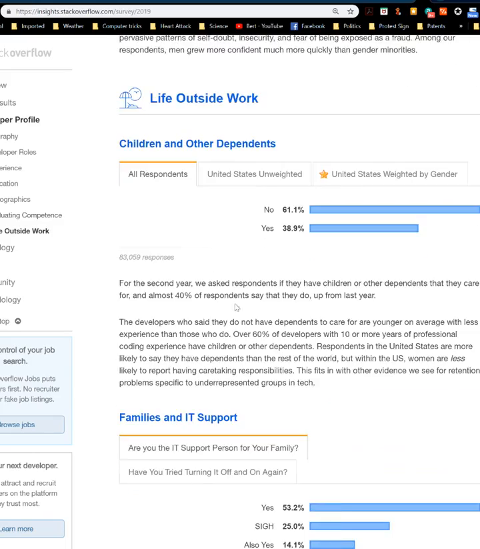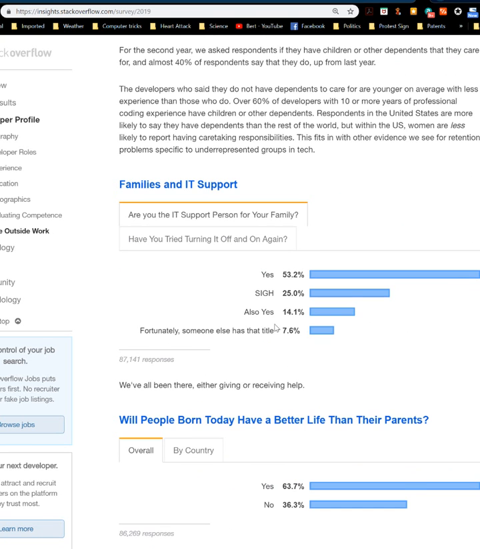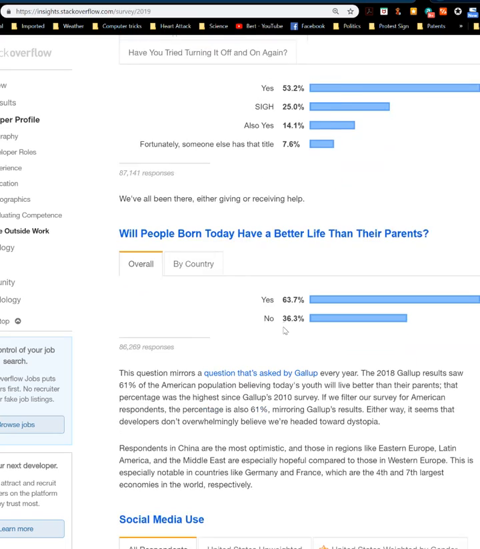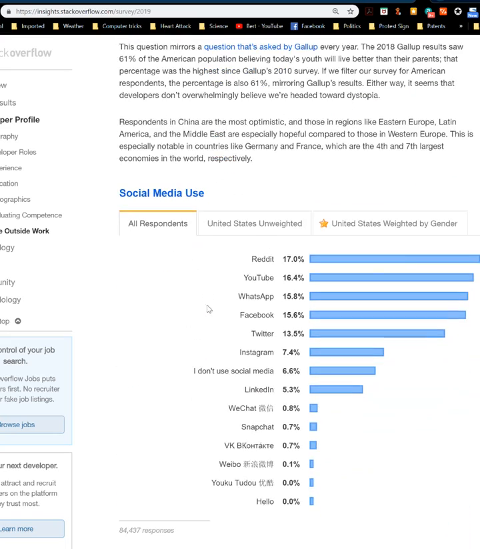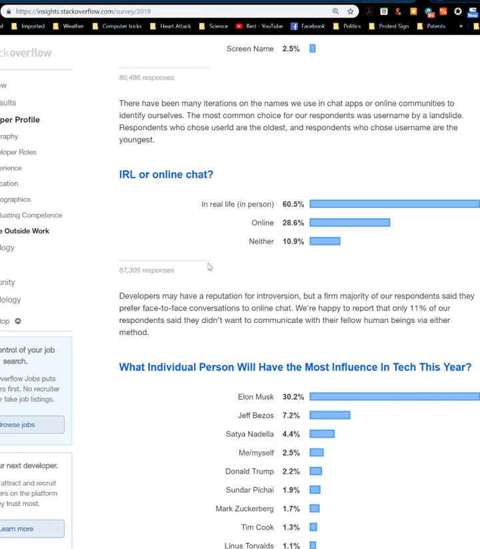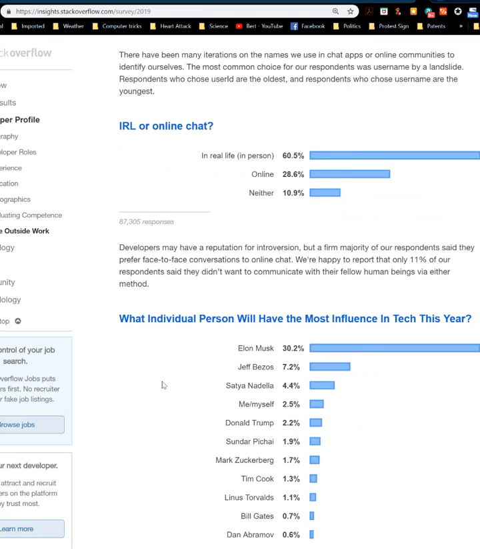Confidence and experience, that's self-estimate. Only people with low self-esteem are going to rate low on that. It's based on the surveys. Social media use, what's your handle? I don't know what the hell that means.